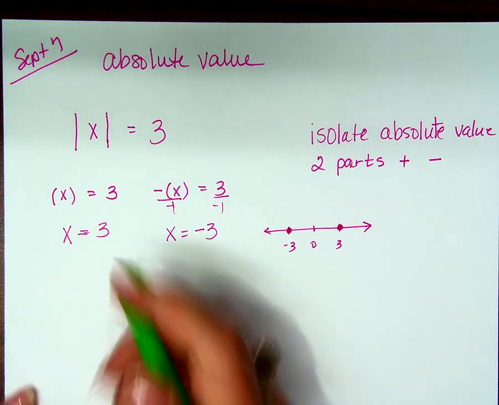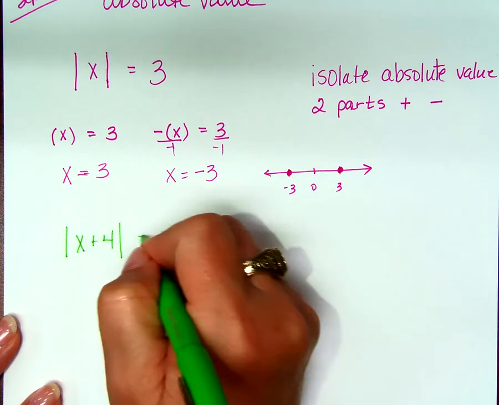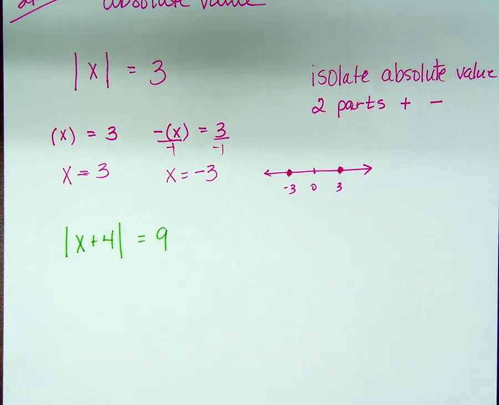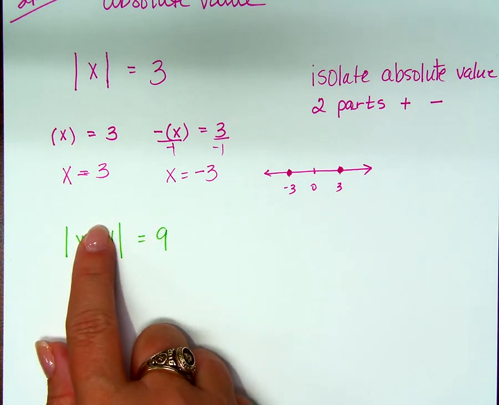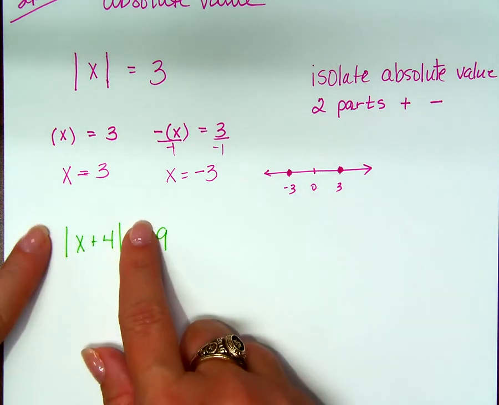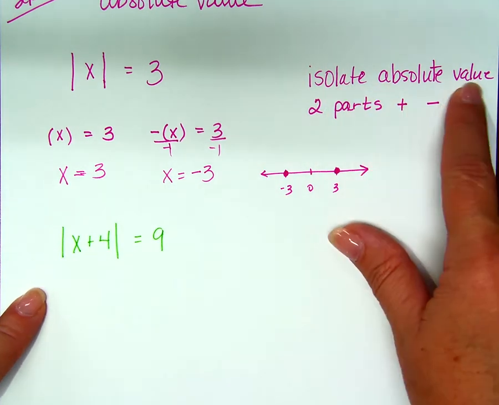So what about something like this? Absolute value of x plus 4 equals 9. What do you think about that? Do you have to subtract 4 from each side right now? It's a good guess, but can we take stuff out of the absolute value sign? No, we can take stuff away from around the absolute value sign, but not from inside. So is the absolute value isolated?